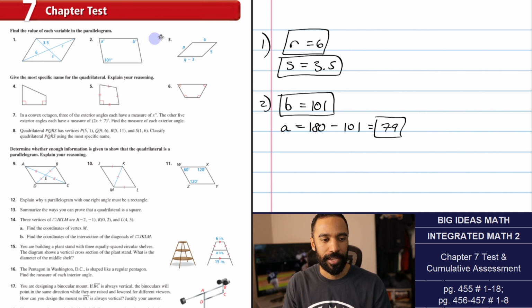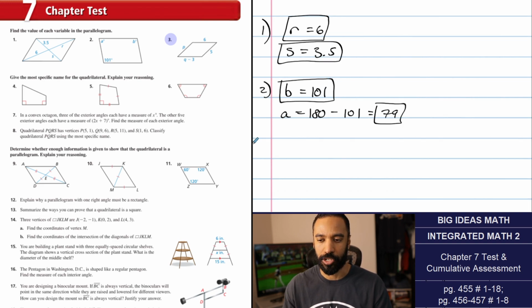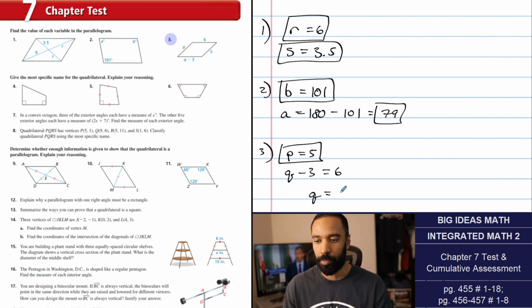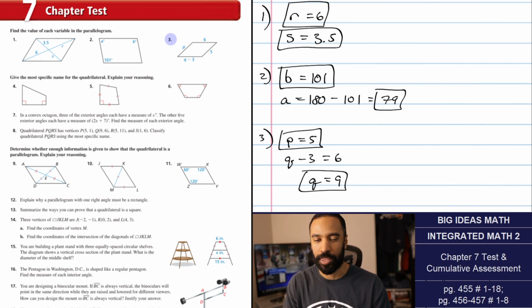Number 3, opposite sides of a parallelogram are congruent, so those measures will be equal. So I can set P equal to 5 straight up, and Q minus 3 equals 6, so Q will be equal to 9. Very, very fast problems to begin with there. Let's see how swimmingly the rest of them go.